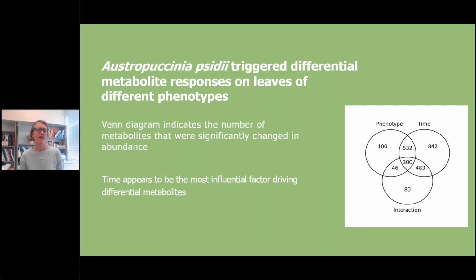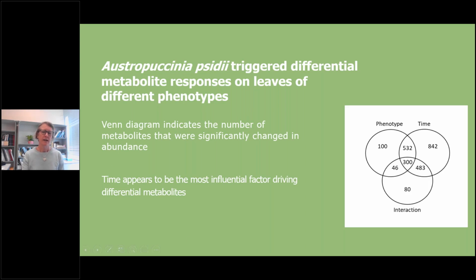So what did we find? Basically, when we looked at our samples, we identified approximately 11,000 different, well, we call them molecular features. Some of them might be related. So it was about 11,000 molecular features.